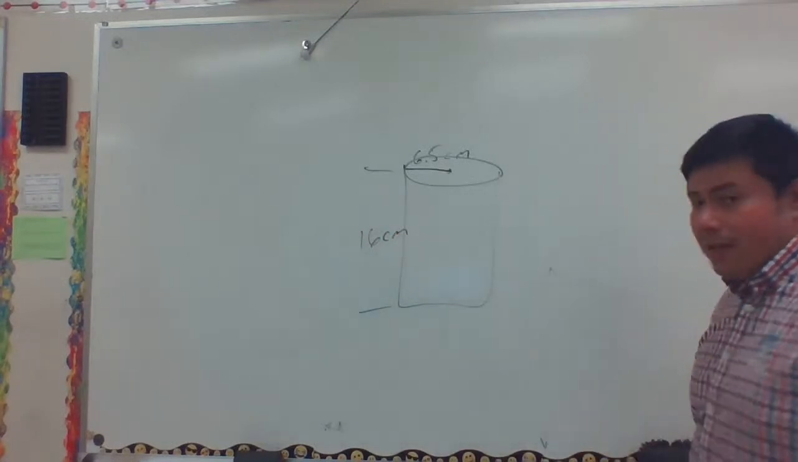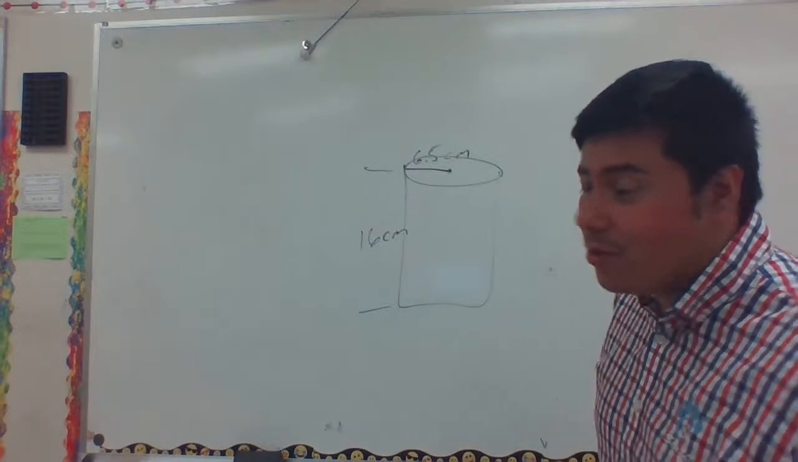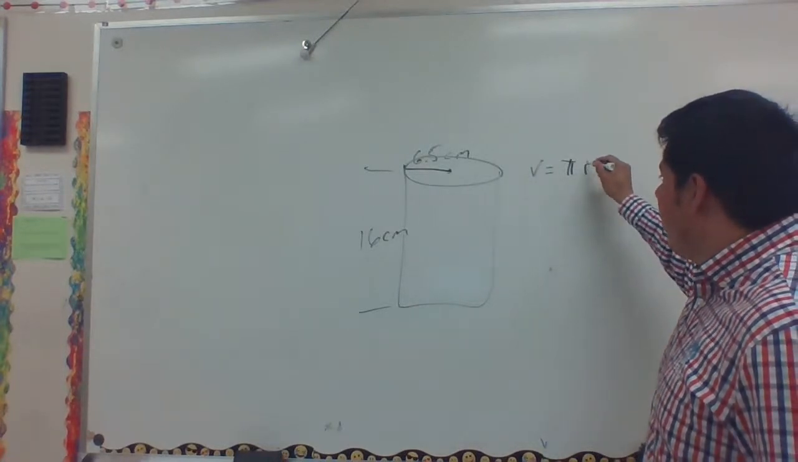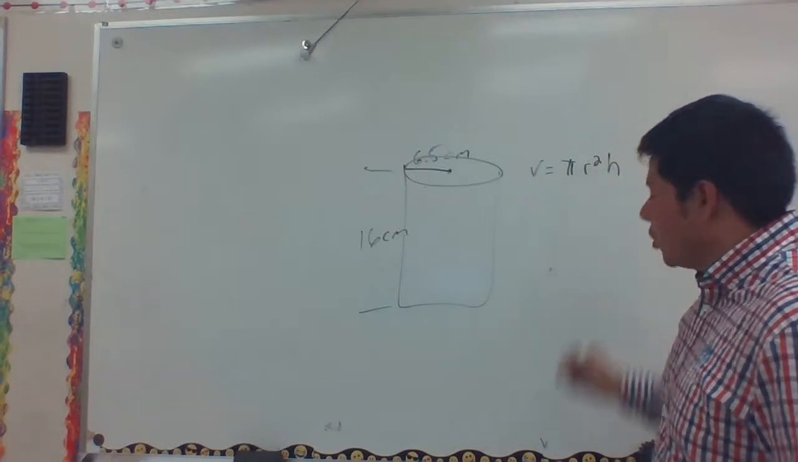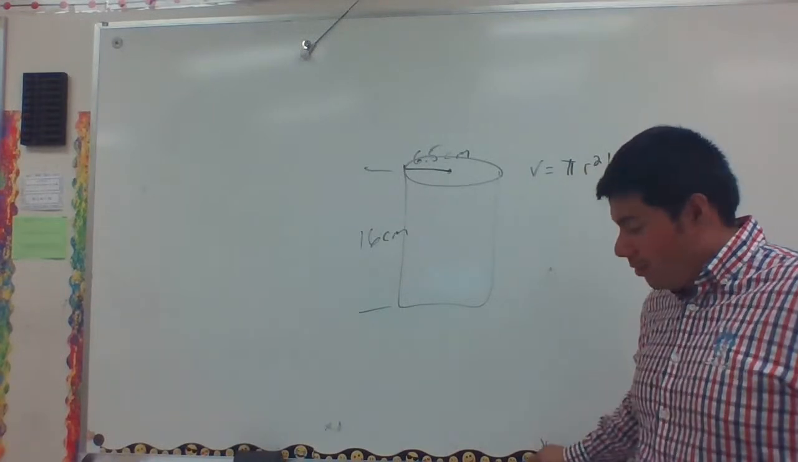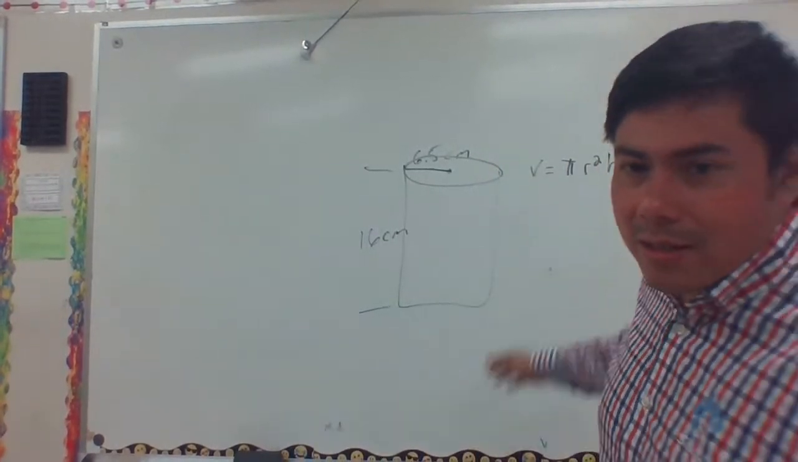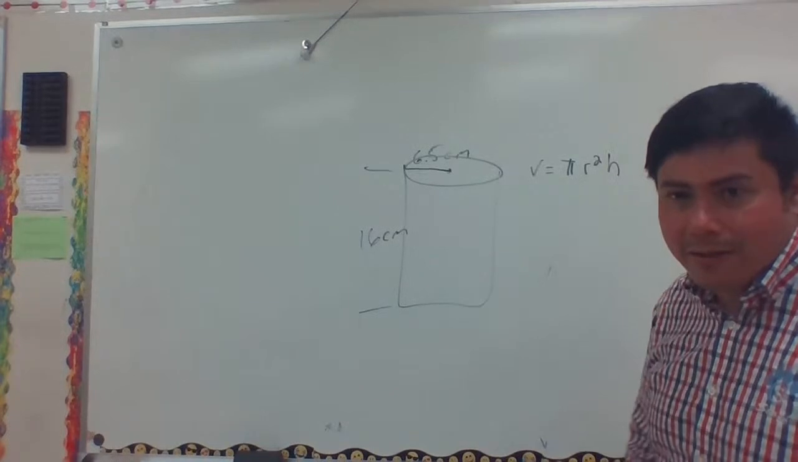Okay? Now, again, when you have this problem, the first thing you need is the formula. The formula is volume equals pi r squared h. That's the formula that you need. Okay? So I'm going to give you 2 minutes to put this in here.